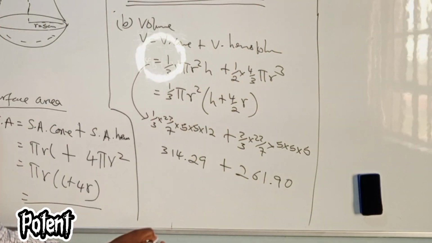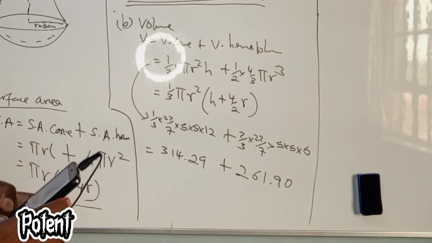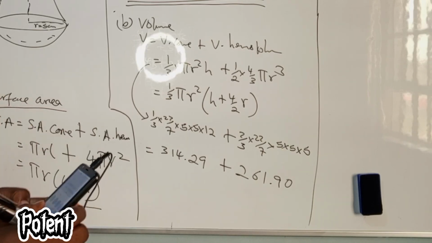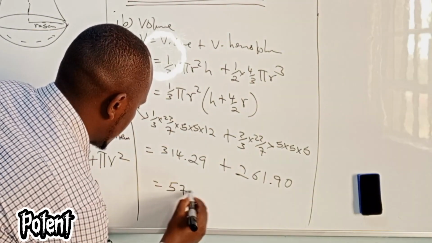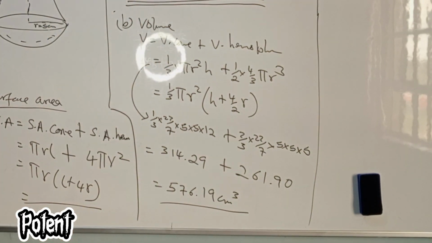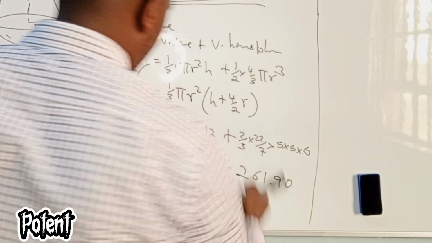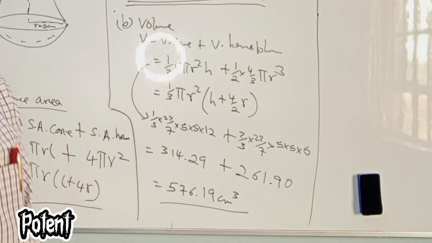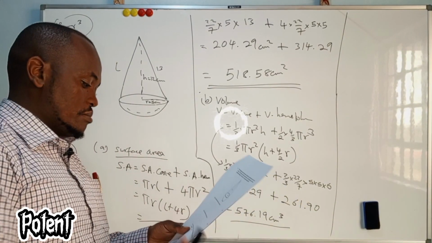261.90. So if you get this correctly, you are going to get an answer for it. And then this one you add 314.29. The total is 576.19 centimeters cubed. Yes. So you have this as your answer. If you get this correctly up to this point, an answer, 1 mark, then you have another mark there. The last bit was not worth 4 marks, but it is just important.